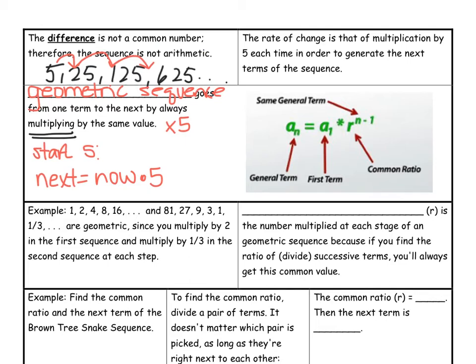So in here again is a general formula for the geometric sequence, and that's a sub n, the term we're looking for, equals the first term in the sequence, and in our case our first term is 5, times, we call this the common ratio. The difference in a geometric sequence to get from one term to the next is called a common ratio.